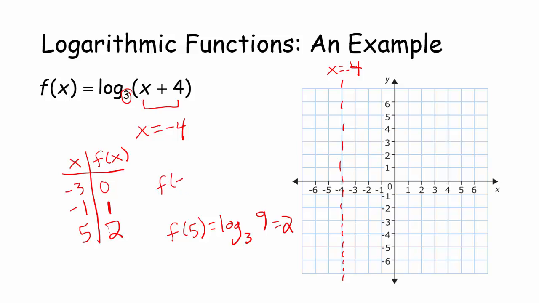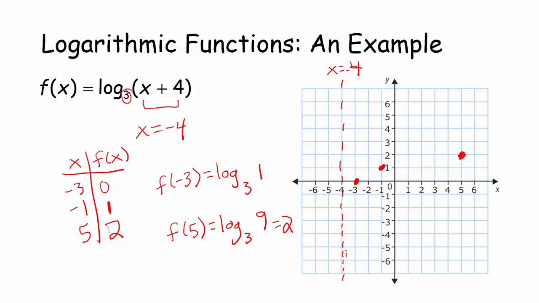So f of -3 would be log base 3 of 1, because if x is -3, -3 plus 4 is 1. Now here 3 is my base value, thinking of 1 as being the answer: 3 to what power gives me 1? 0. Because any positive number to the 0 power is 1. So let's plot all these points. We've got -3, 0. We've got -1, 1. And we've got 5, 2.